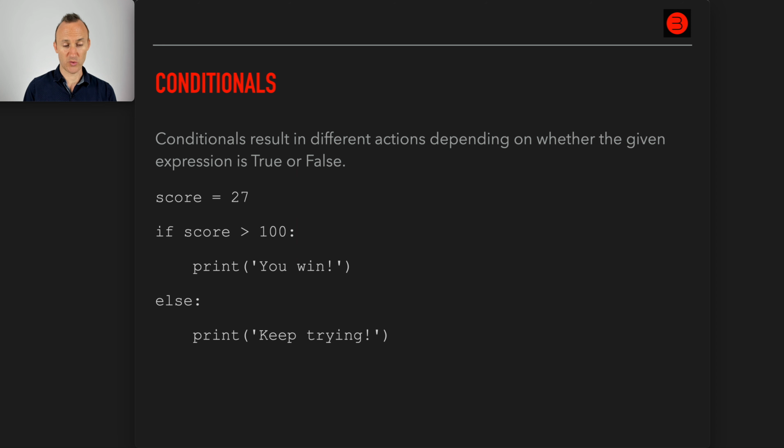Now consider if the score is 27. Well, if 27 is greater than 100, well, it's not, so that evaluates to false. So what Python does is it ignores what's after the colon and goes straight to the next block, which is the else. And else is the other case, so it sensibly prints out keep trying. Okay? So that's how conditionals often work in practice. Really opens up what you can do with programming, because typically, your programs are going to be a lot more interesting if different scenarios result in different outputs to the user.